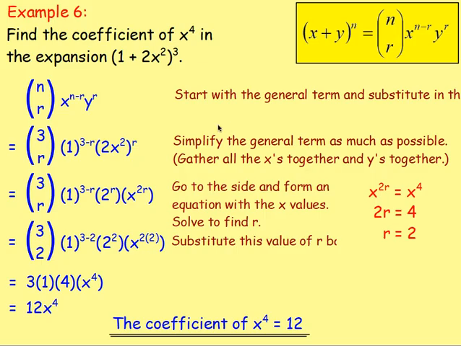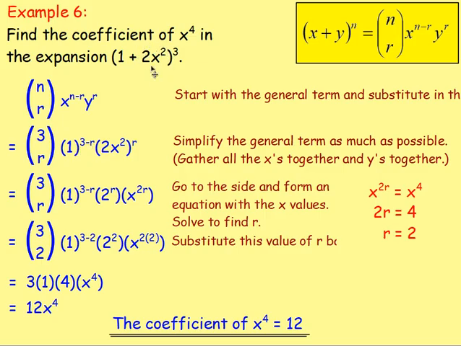Find the coefficient of x to the power of 4 in the expansion 1 plus 2x squared, all to the power of 3. Again, this is very, very similar. You want to use the general term. Write down the general term, replace n with what you know it is. It's the power of 3, so that'll be 3. X is whatever is first, so it'll be 1 to the power of 3 take away r.